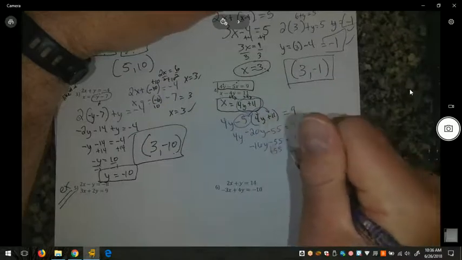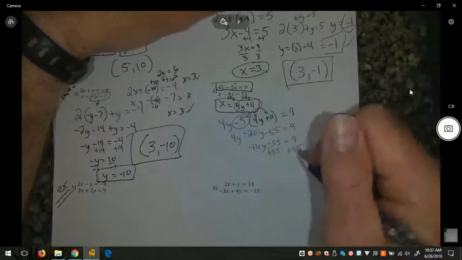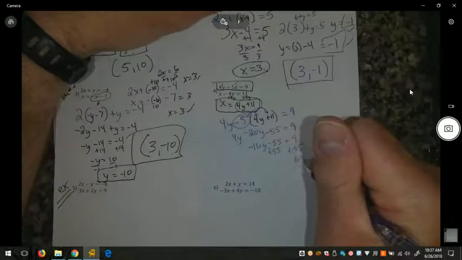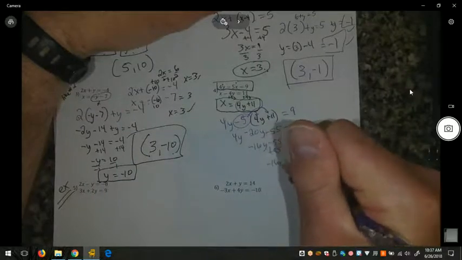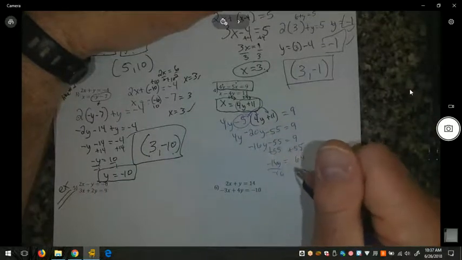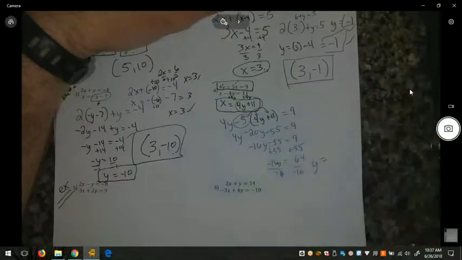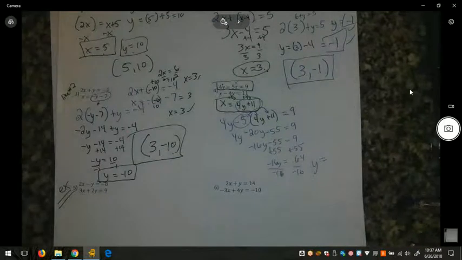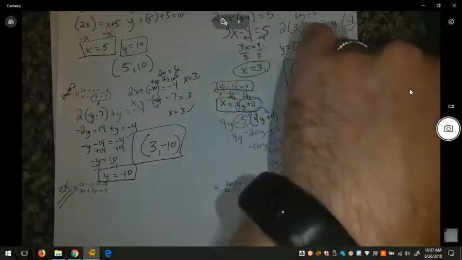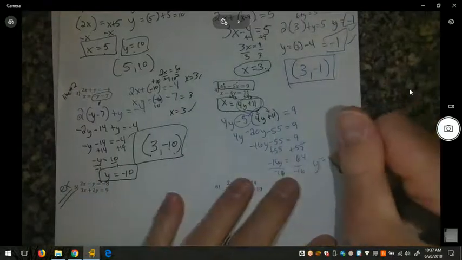We're going to add 55 to both sides. 9 and 55 is 64. When we divide by -16, we should get y equals, I believe, -4. Let me verify that. Yes, -4. So y equals -4.